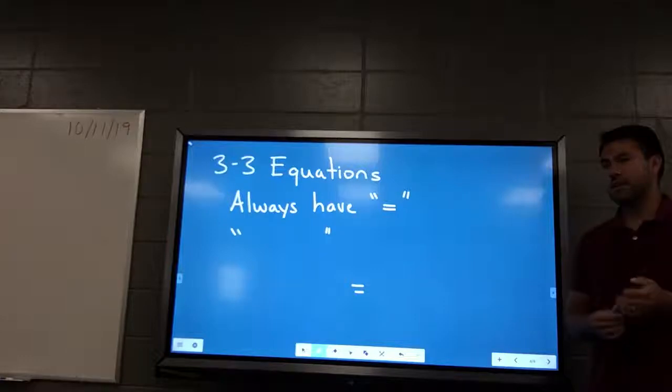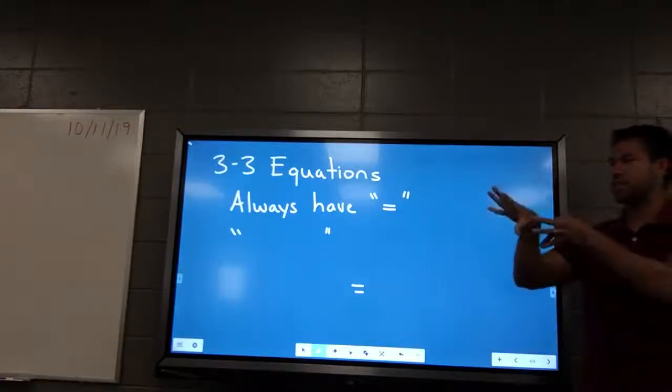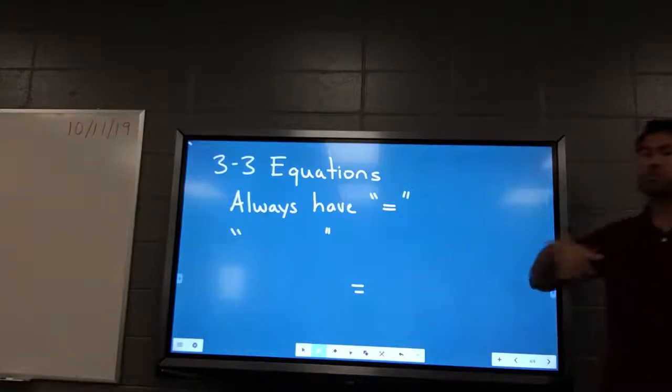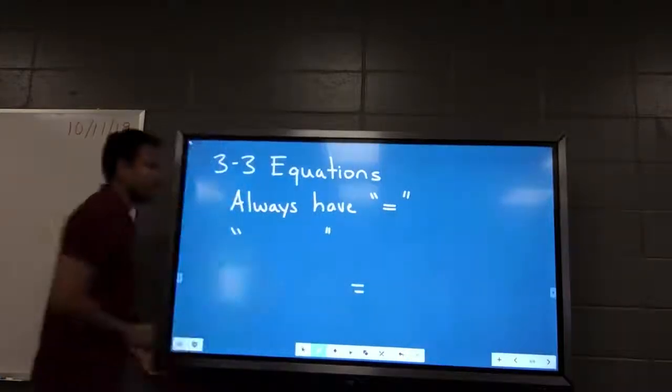Does that mean if it doesn't have an equal sign, you're simplifying? Yeah, you could say it that way. If it doesn't have an equal sign, you're simplifying or evaluating. If it does have an equal sign, you're more than likely solving, but not always. I'll show you why.